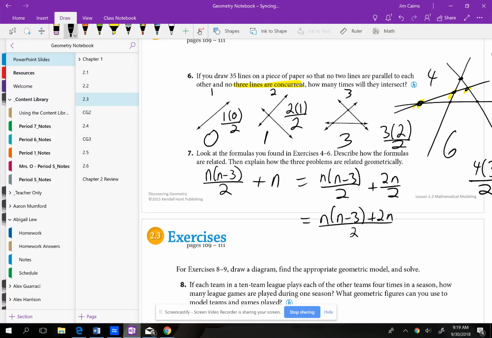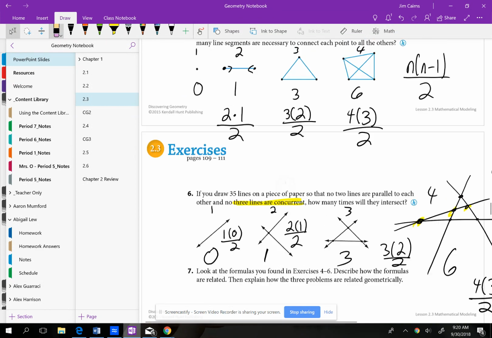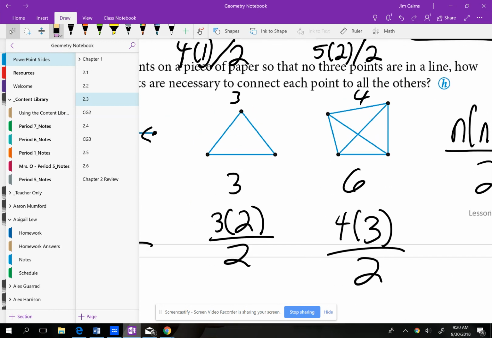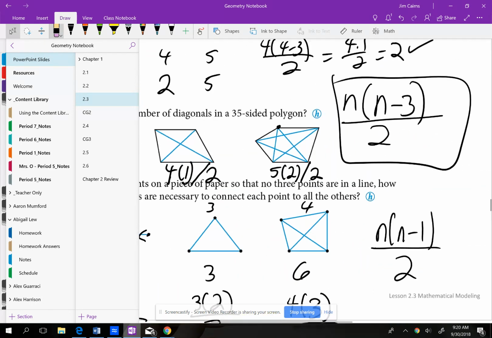And that's going to be equal to n squared minus 3n plus 2n all over 2, which is n squared minus n all over 2. And so now I can see if I factor out the n, I'm going to get n times n minus 1 over 2, which is what you had before. So that's how they're related algebraically to each other. And geometrically, you can see it's based on the picture, really, where here you have a polygon with all the diagonals and all the sides, and you see this pattern. And here it's just the diagonals, and you see that pattern.